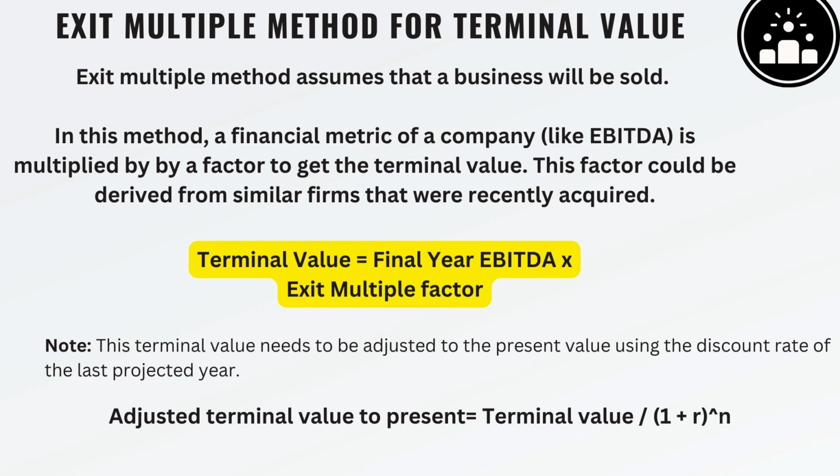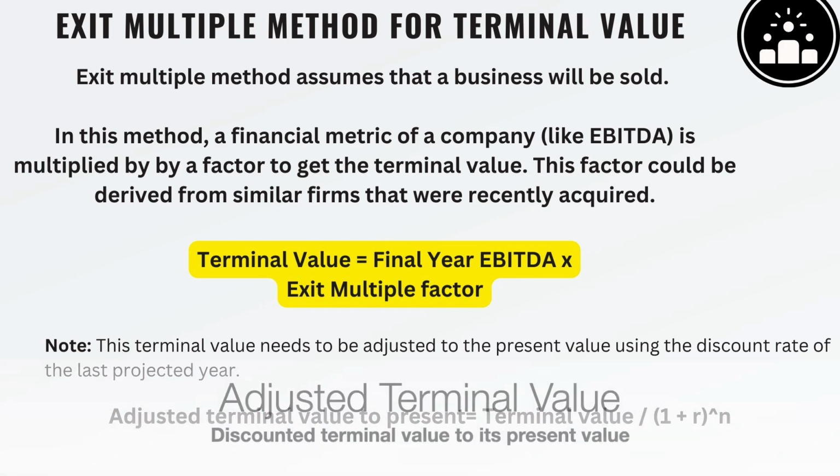The second method for calculating the terminal value is the exit multiple method. The exit multiple method assumes that a business will be sold, so in order to calculate the terminal value, it takes a financial metric like company EBITDA and multiplies it by a factor to get the terminal value. Now this factor could be derived from similar firms that were recently acquired.